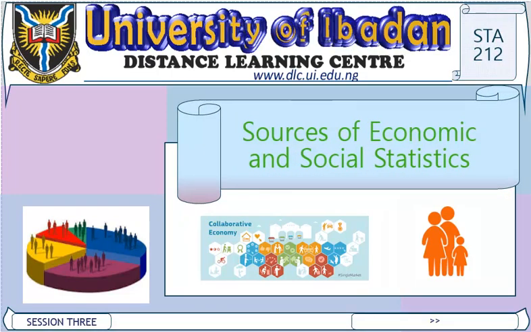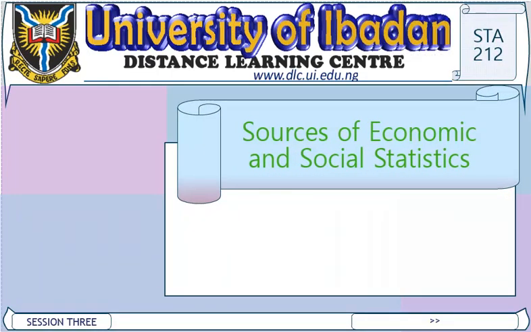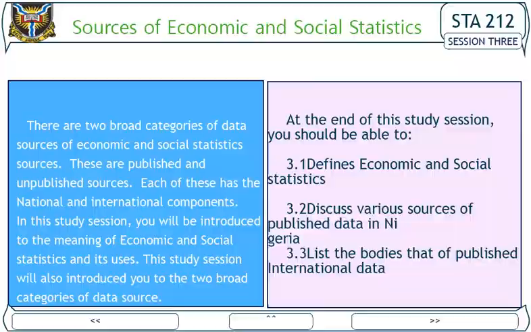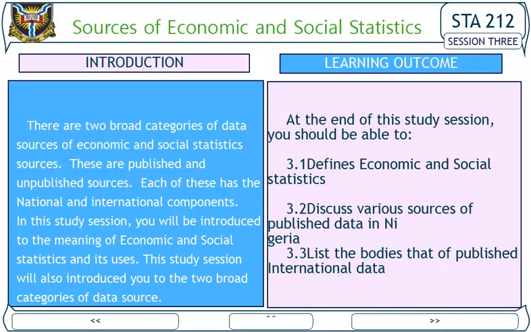Study Section 3. Sources of Economic and Social Statistics. Introduction. There are two broad categories of data sources of economic and social statistics: published and unpublished sources. Each of these has national and international components.